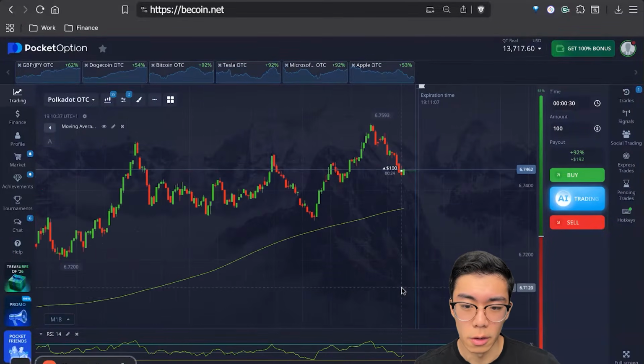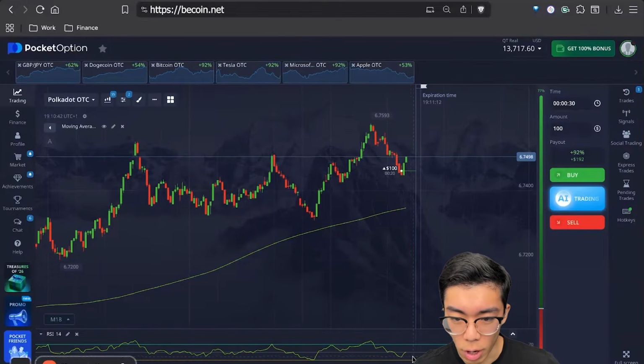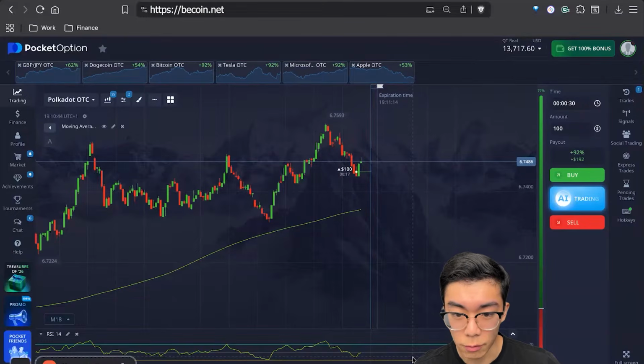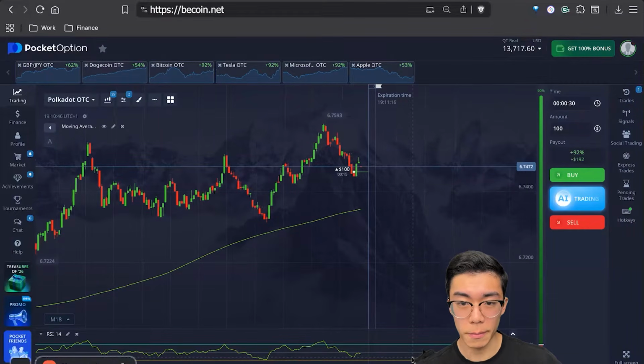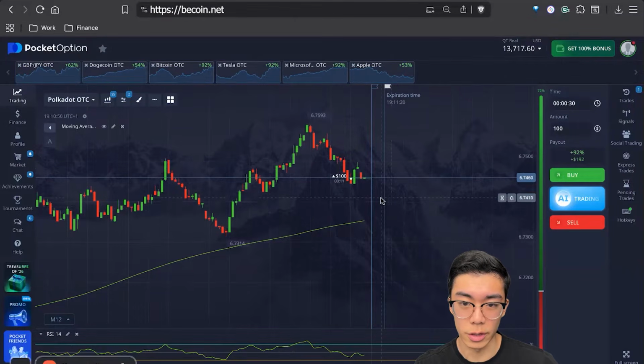Okay. So right here, it's above the moving average, right? So it meets that requirement. And it dropped to around 40. Okay. So it dropped below 40. So that's the perfect kind of setup. And let's say right here, if we win this trade.